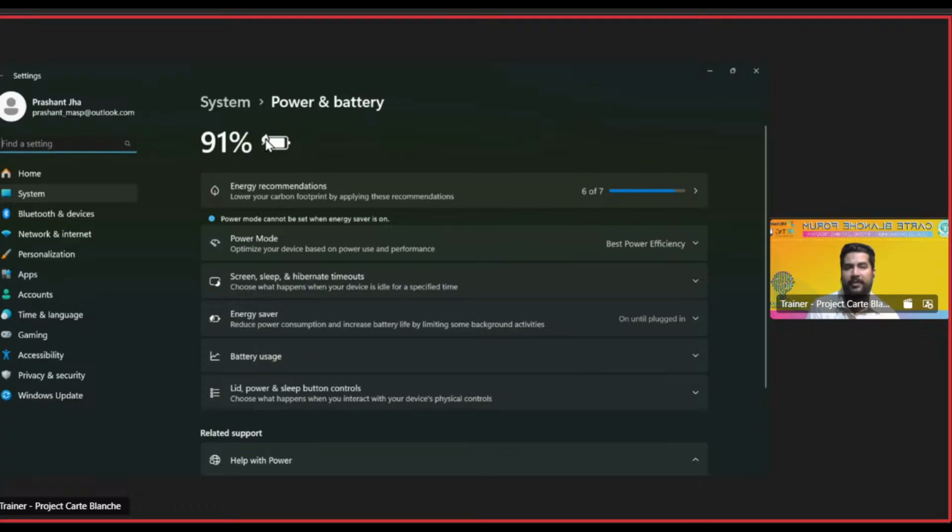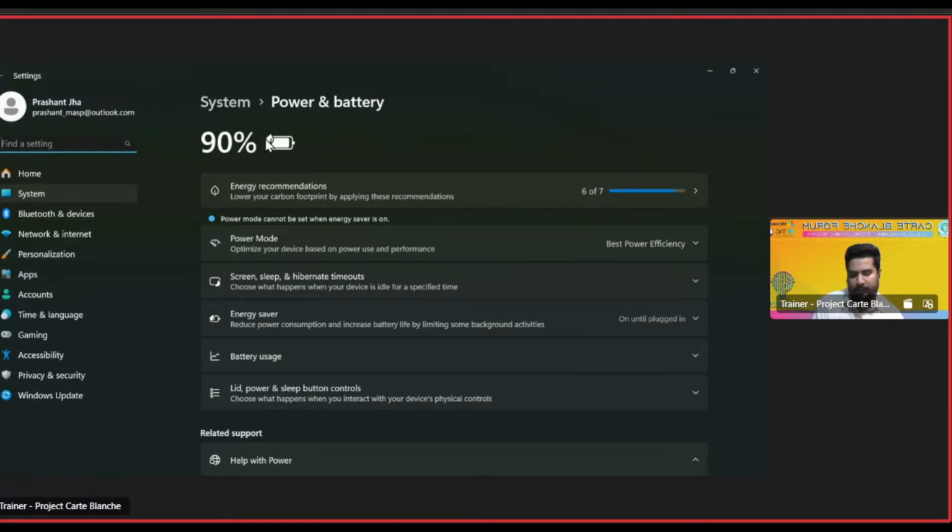It is always recommended that when your battery reaches 90% or 91%, you should remove your charger. That's the first thing we need to understand. Do not charge your laptop or any mobile phone to 100%. Make it 90%, let it reduce to 30-40%, then plug in the charger again.